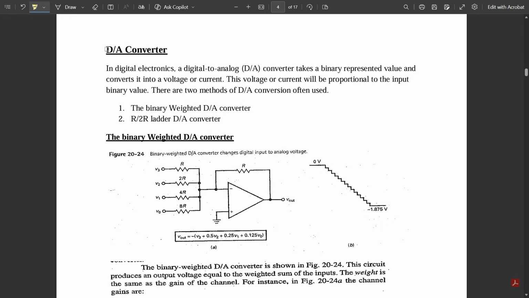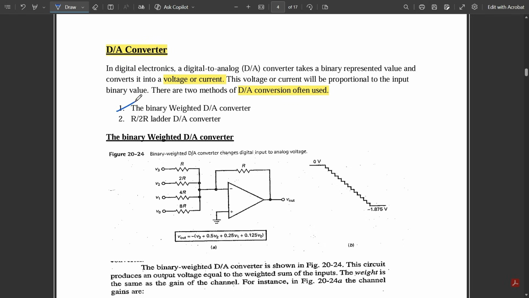This is very important. Digital to analog converter. In digital electronics, a digital to analog converter takes a binary represented value and converts it into voltage or current. Okay, it converts it to either voltage or current. This voltage or current will be proportional to the input binary value. There are two methods of D to A conversion which are often used. Basically there are two methods.